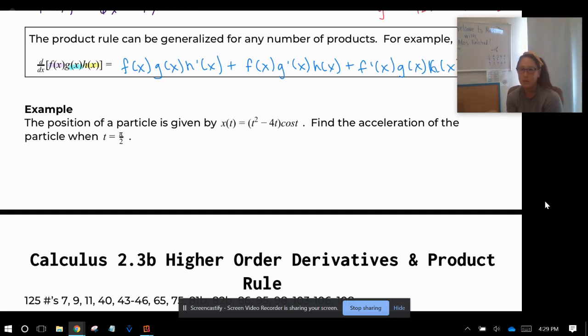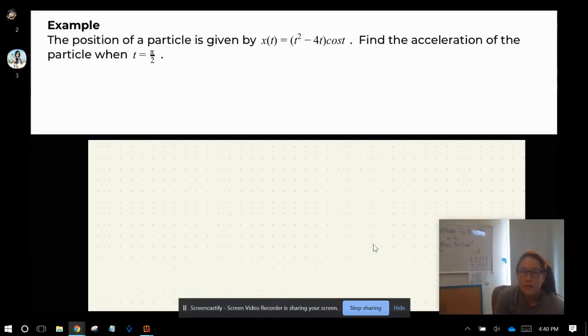All right, I think we're going to have to do that in the warm-up. All right, we need to find the position, we have the position, and it's defined by t squared minus 4t times cosine t.